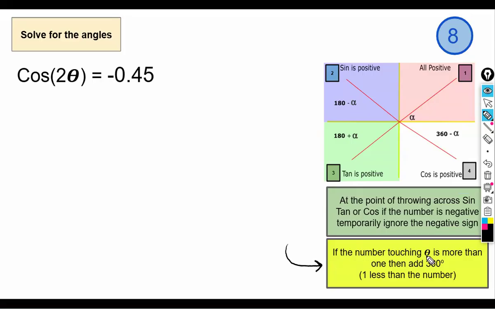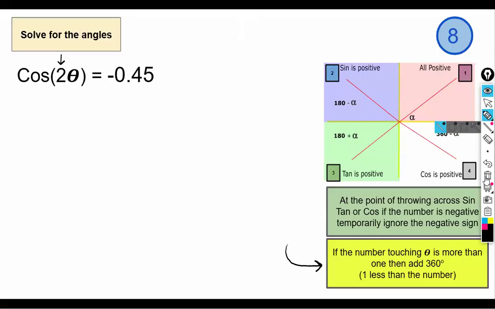If the number touching theta is more than 1, it's clearly more than 1. 2 is more than 1, right? You will see the instructions there. Then add 360 degrees, 1 less than the number. That makes no sense right now. I have to show you it.